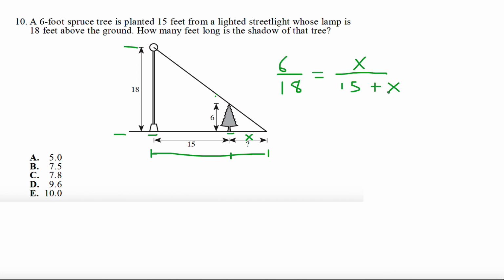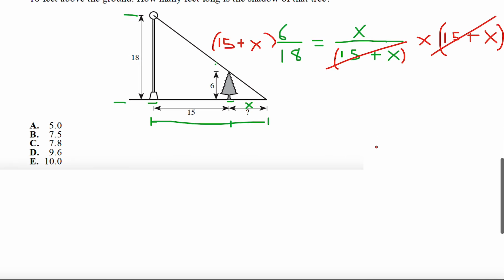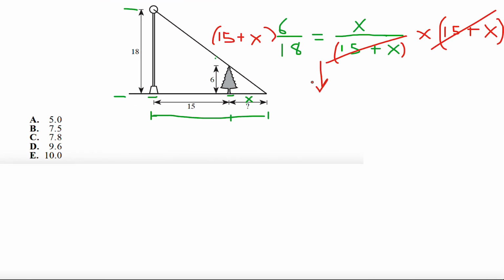And then from here, it's just algebra. We can solve for this using algebra, where we multiply to get rid of the 15 plus x. Let me put parentheses around these. When we do that, we can get rid of this and this. But whatever you do on one side, you have to do on the other side of the equation as well. So we have to multiply the 15 plus x on the left side of the equation.